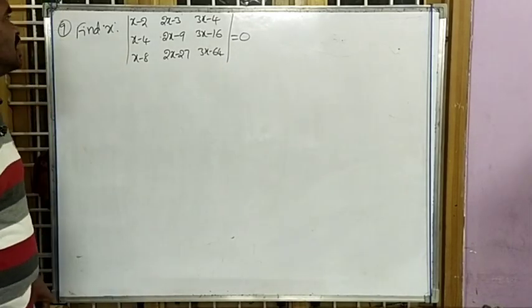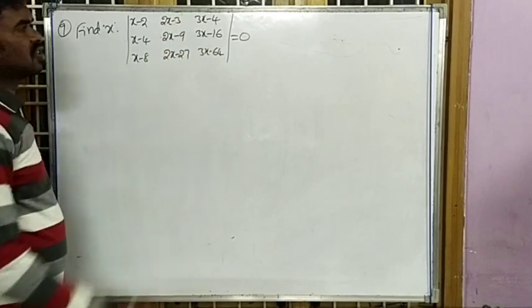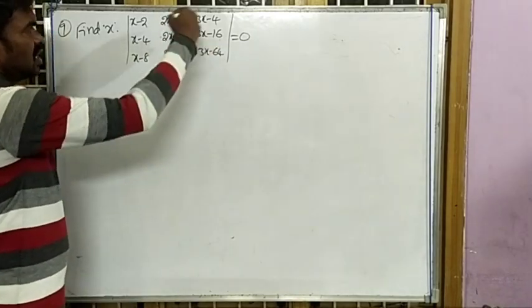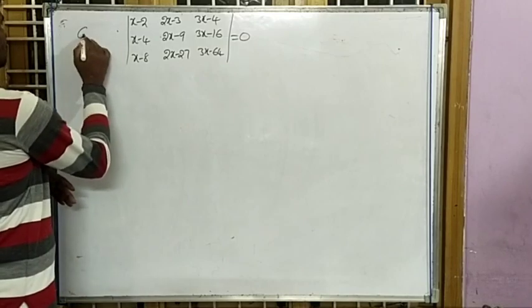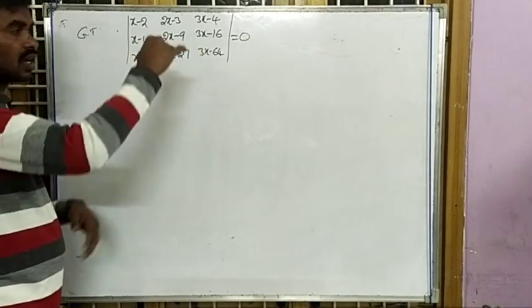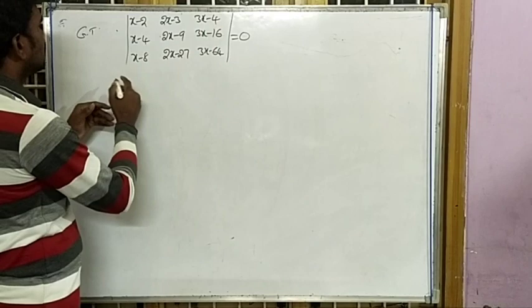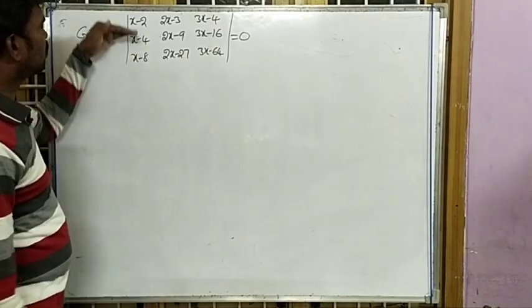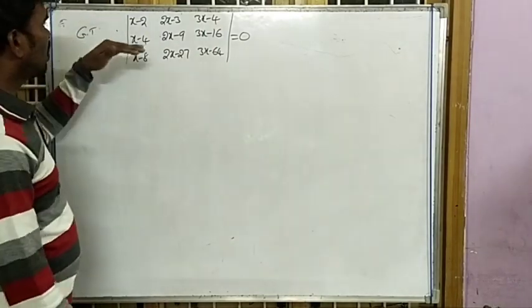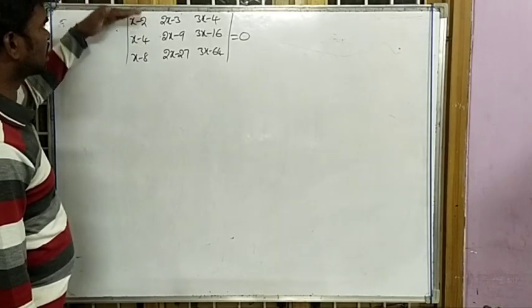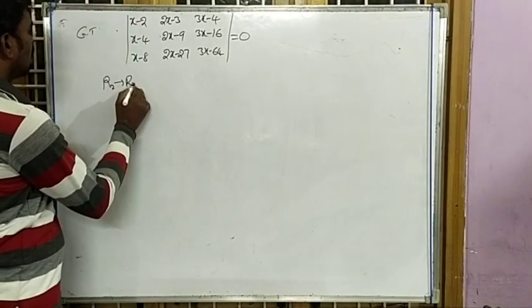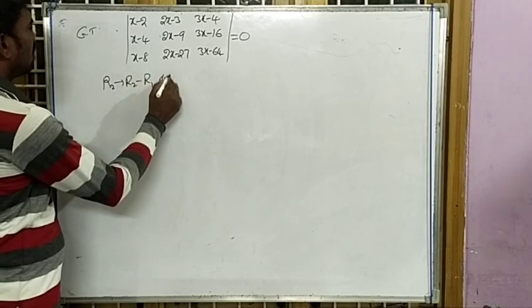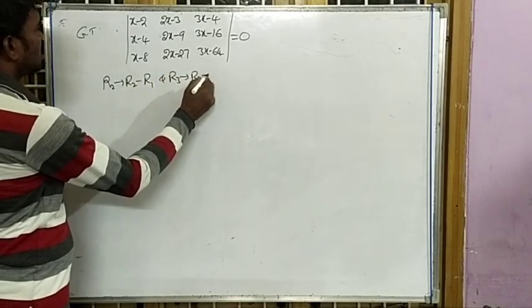This is find x, the determinant so and so is equal to 0. So this is the given. By simplifying, we need to find the x value. So this is given, not LHS, completely given, not proving. So second row elements x minus 4, first row elements x minus 2. If you do x minus 4 minus x minus 2, x cancels, some number we will get. So R2 becomes R2 minus R1 and R3 becomes R3 minus R1.